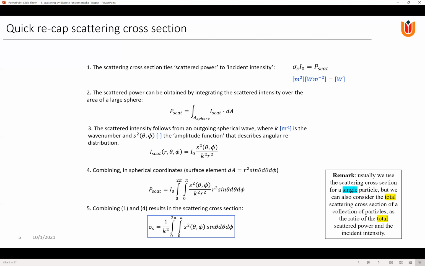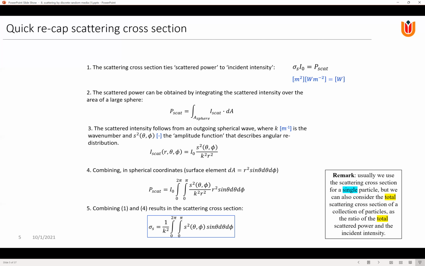Then what's your feeling about it? Let's say the scattering strength of one particle is factor 1. What is the scattering strength of two particles? If they don't interact with each other, maybe we can take the sum.